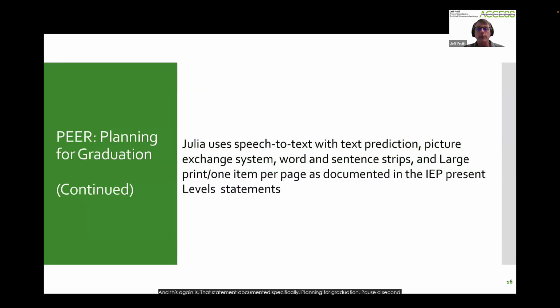And this again is that statement documented specifically, planning for graduation. Let's pause a second. And you see it's no data collection, it's a simple list. So you could use any of your AAC, I'm sorry.